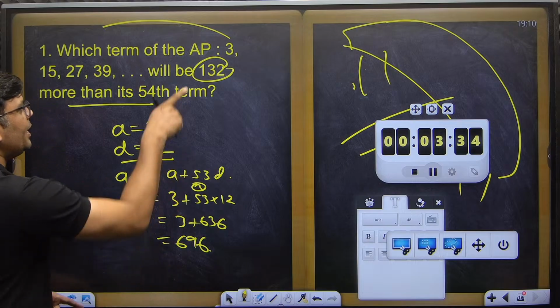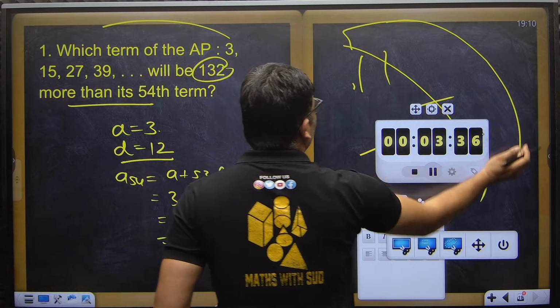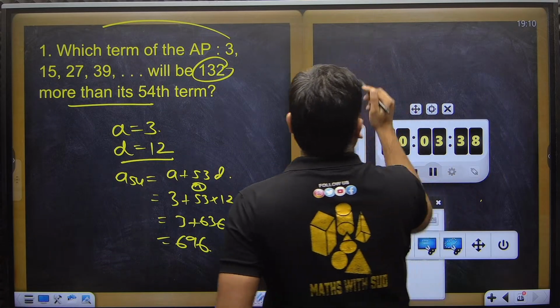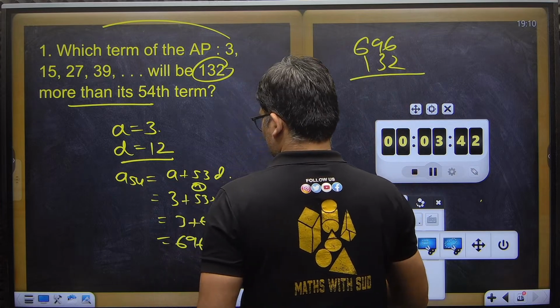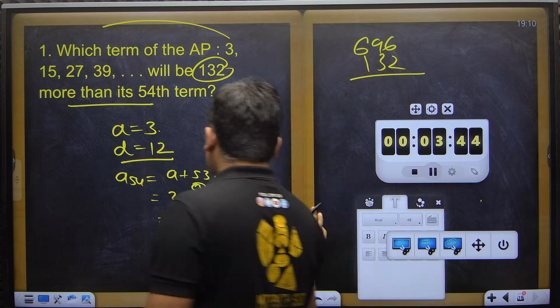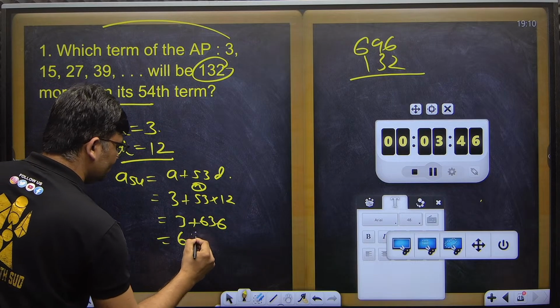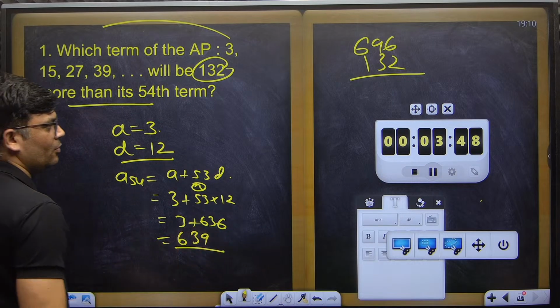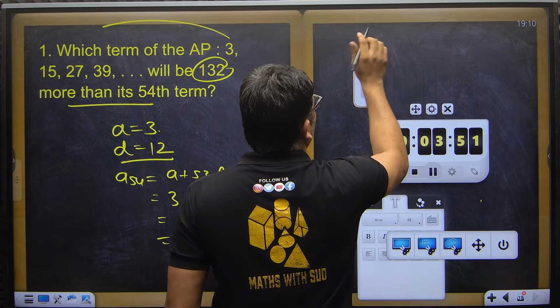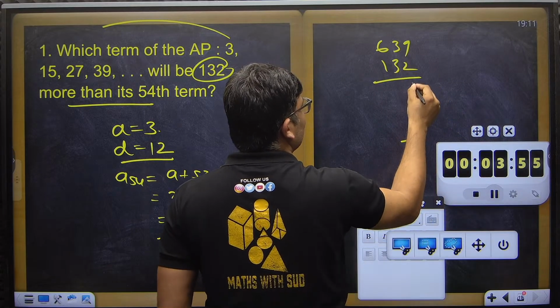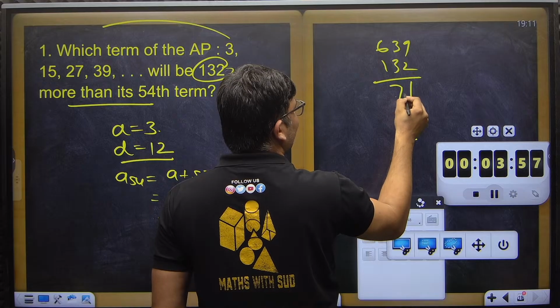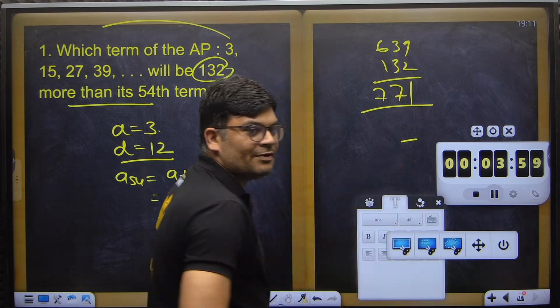They are saying 132 more than 696. So what you will do... it is 639, sorry, it is 639. Okay, so you have to add 132 to 639. So 9 plus 2 is 11, 3 plus 3 is 6 plus 1 is 7, 6 plus 1 is 7, so 771.